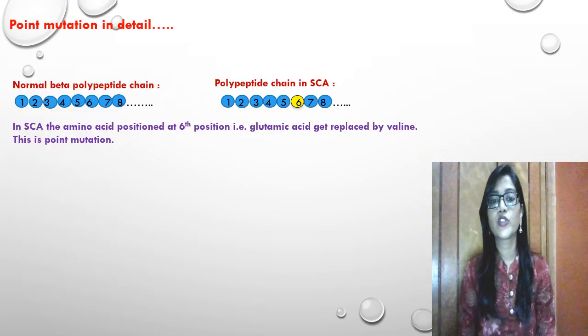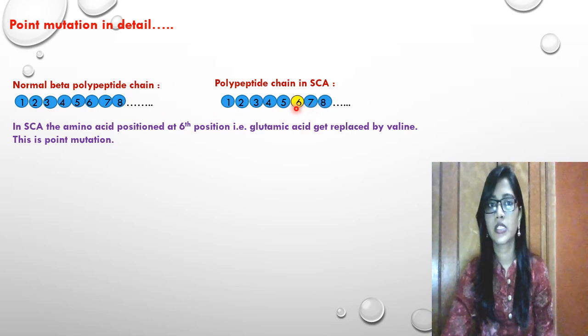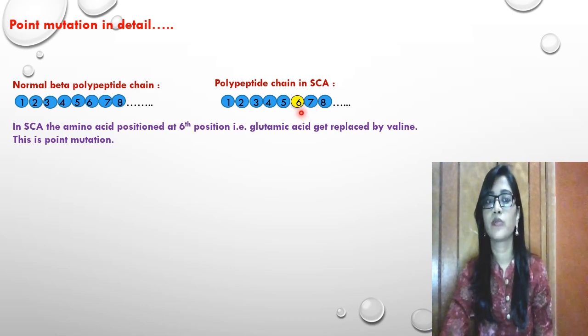Now let's talk about what point mutation is in detail. This is the normal beta polypeptide chain. You can observe these circular numbers, blue colored. These are nothing but amino acids. These amino acids form the polypeptide chain. Now this chain is different from this one because you can observe the sixth number. From 1 to 8 all are the same, while this sixth one is yellow in color in the case of sickle cell anemia. Here we are talking about the change, a point mutation.